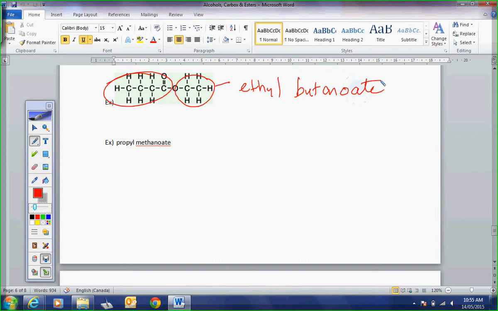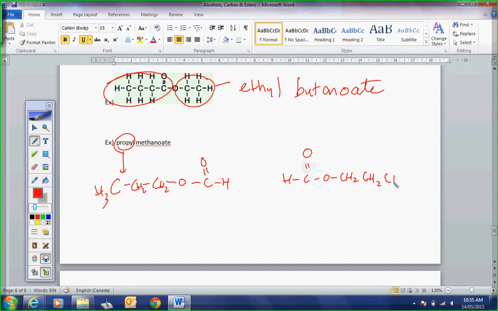Okay? So drawing propyl methanoate. Propyl is from the alcohol. So it has 3 carbons, 1, 2, 3, and an OH. And methanoate would have looked like this. And so that's it. And that's H2, and that's H2, and that's H3. And if you wanted, you could have written it like this, and it would be the same thing.